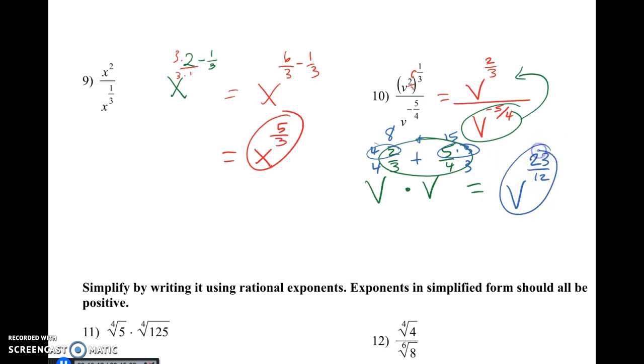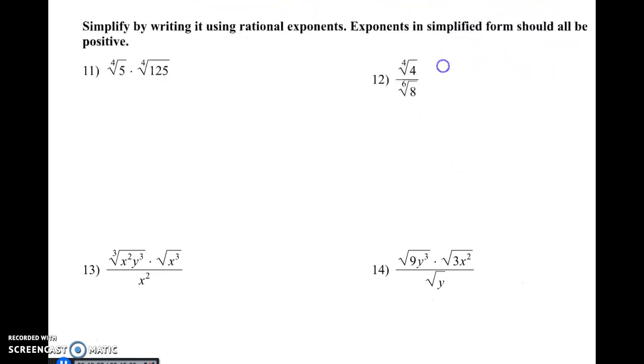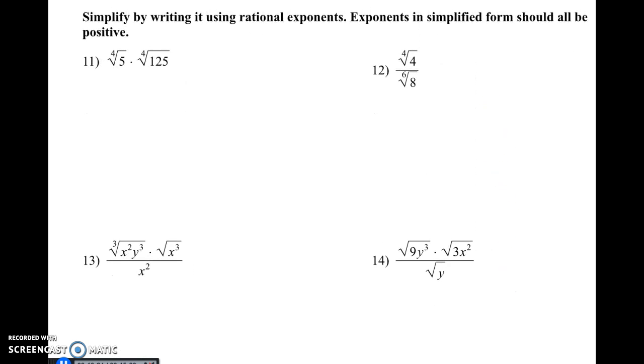23 over 12 does not reduce, so I'm going to go ahead and leave my answer as v to the power of 23 over 12. Numbers 11, 12, 13, 14, even 15 and 16. So I always think of two things. One, if they have the same index, using my root properties, I can write them under the same root.